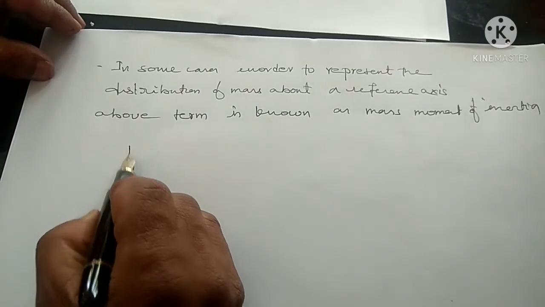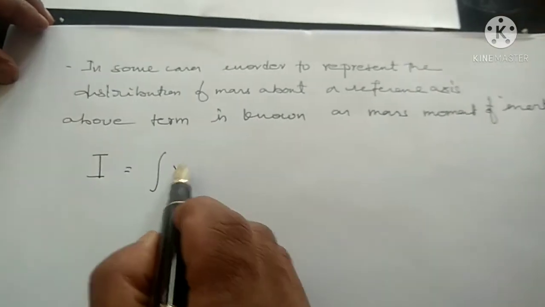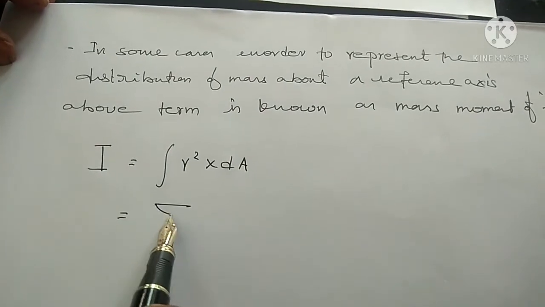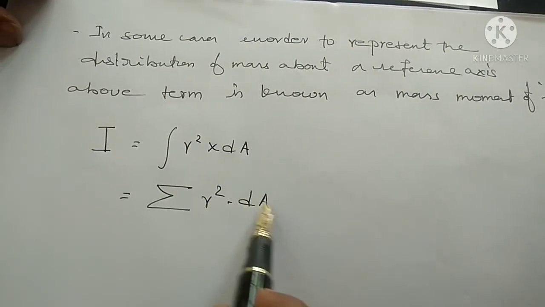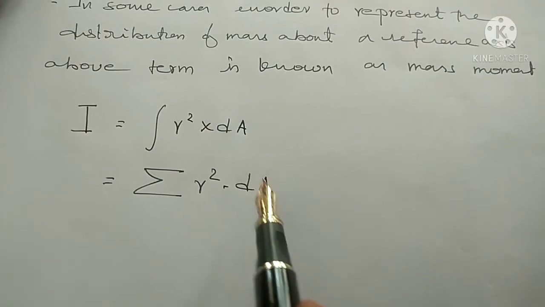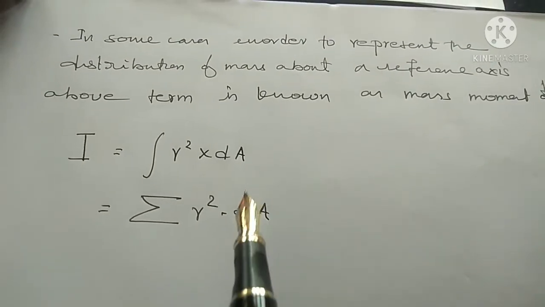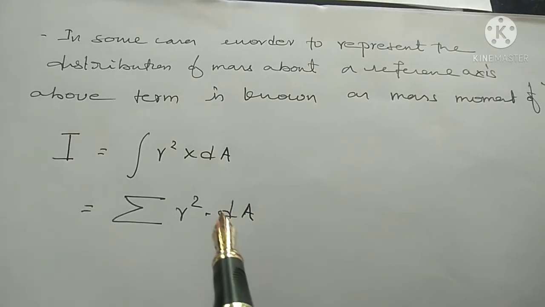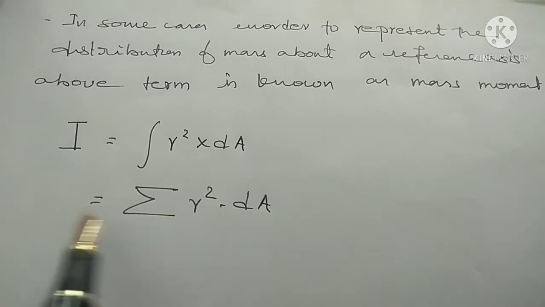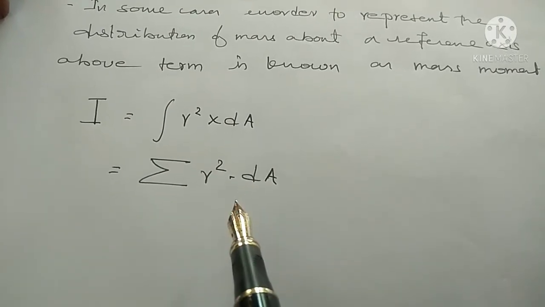Earlier, the second moment of area, otherwise moment of inertia, is equal to integral r square into dA. It can also be written as sigma r square into dA. The whole area is composed of so many small areas, and if you are taking the sum of the second moment of area of those small areas, we can term the moment of inertia as equal to sigma r square into dA.